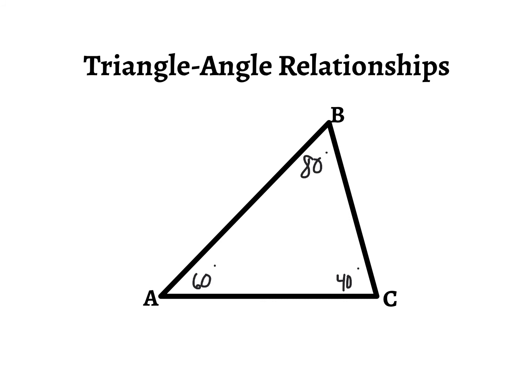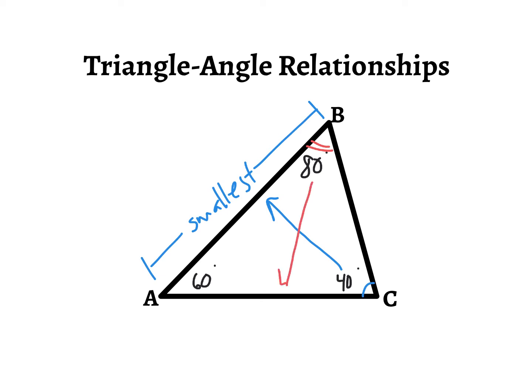Since angle C is the smallest angle, right across from it, this length should be the smallest length. The smallest side would be right across from it. And at the same time, since 80 is the largest angle in this triangle, right across from it, this should be the largest side. I know it doesn't look like it because this is not drawn to scale, but that's what this relationship is. Because the angle opens up to side AC, it controls the side as well.